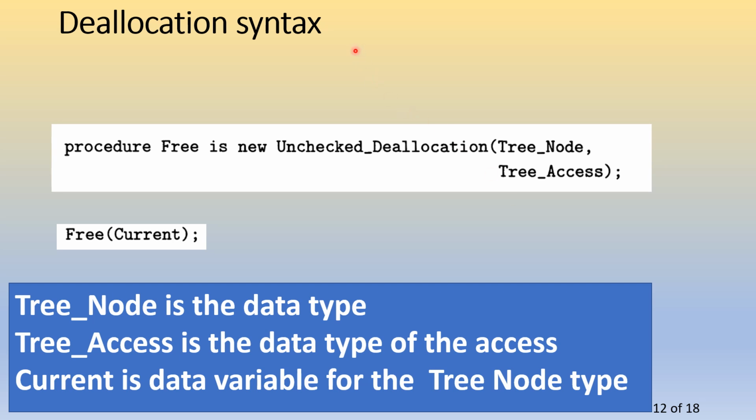And the syntax for deallocation: if you want to deallocate, you can use the Free function of Unchecked_Deallocation. For this you have to use a with clause, as this is an already predefined library. It has two arguments, tree node and tree access. Tree access is the access type for the tree node, and tree node is the data type which you want to use. Where you want to call it, you call Free(current), where current is the data variable of the tree node type. This provides the deallocation of memory which is occupied by the pointer.